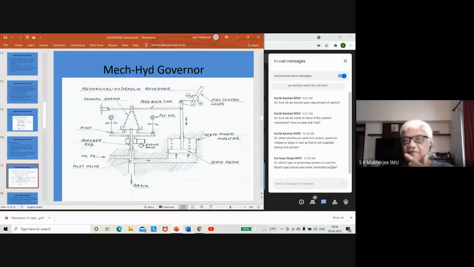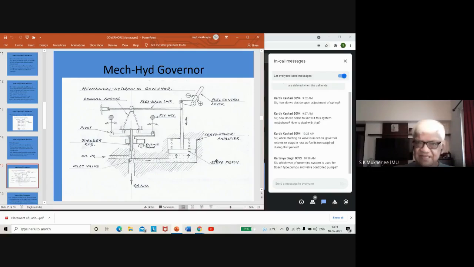Which type of governing system is used for wash pump and valve controlled pump? See, I told you there are two types of governors. For the main engine, there will be no speed droop. For the auxiliary engine, there will be speed droop. So any of this can be used for main engine, this can be used for auxiliary engine, both.